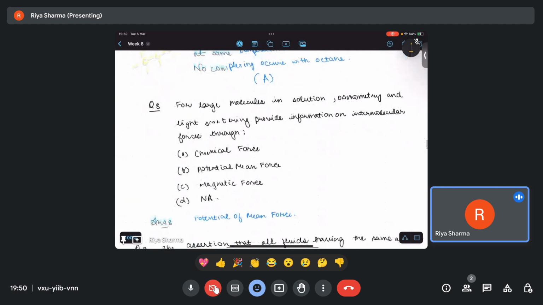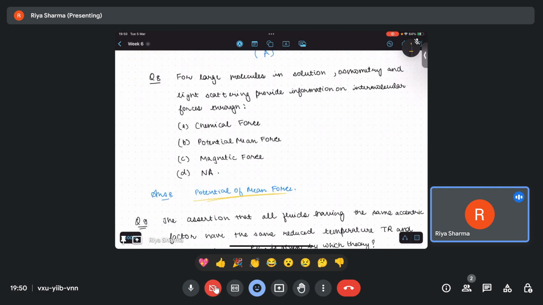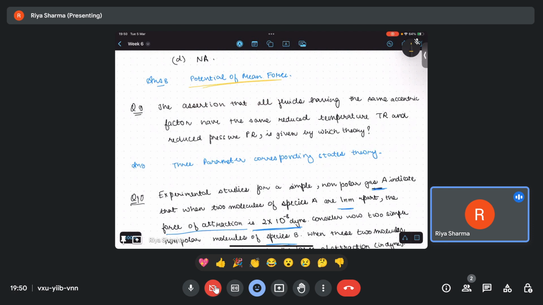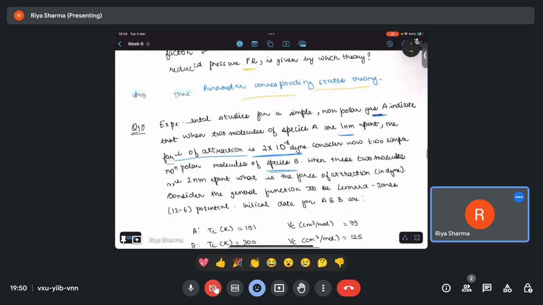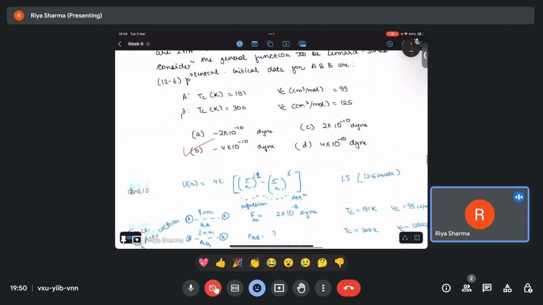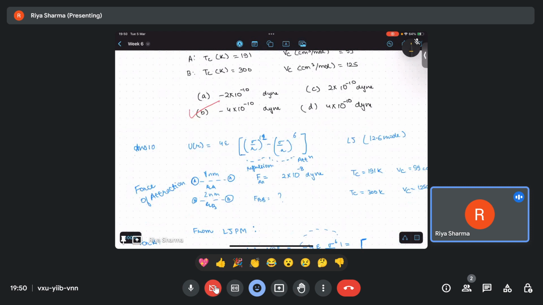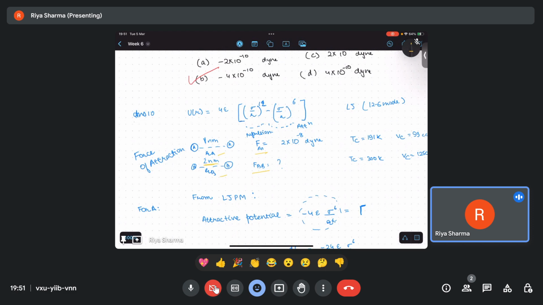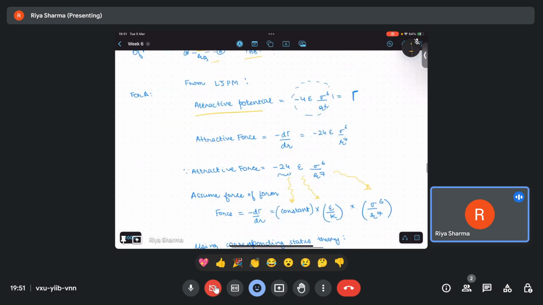We should also remember that in osmometry we use the potential of mean force to calculate the intermolecular interaction. And there is a 3-parameter corresponding states theory which takes the pressure, TR, and VR terms into the parameter. Then we had a few parameters, RA and RB values, and FA and FB. So we wanted to find FBB at 2 nanometers. We used the attractive potential, not the repulsive curve, because we have been given an attractive force.